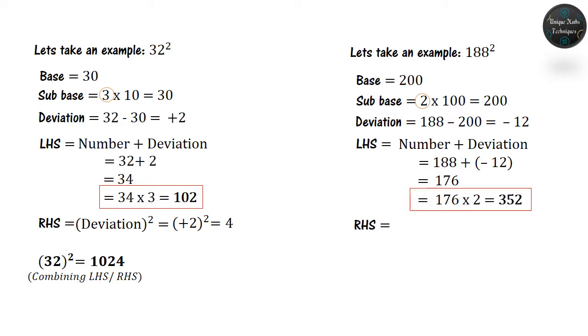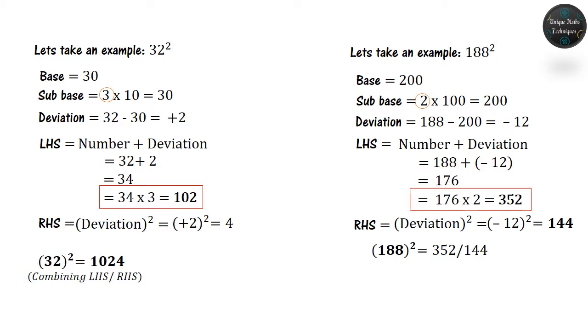Now let's calculate right hand side. So right hand side is basically the square of deviation. So minus 12 square gives us 144. So now by combining left hand side and right hand side, we get 352144. But here if you notice, our right hand side has 3 digits.